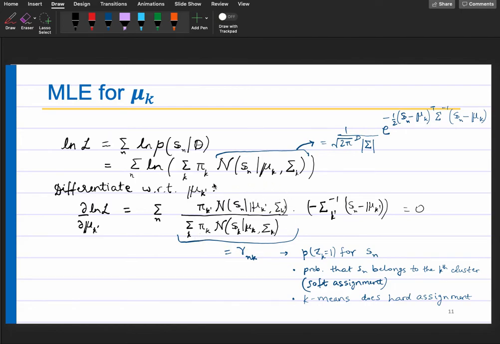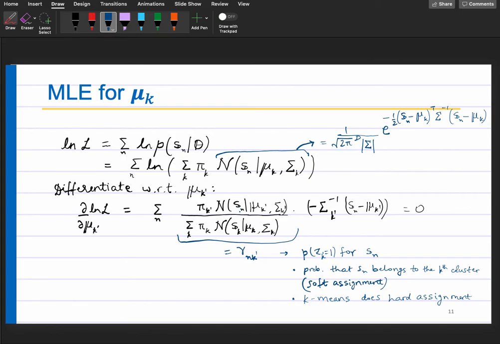Now this thing will be occurring in so many other places as well. So I will denote it with a symbol called gamma nk. This gamma nk is a function of n and k. Actually, it is k dash, so gamma nk dash. Let us see what this term is. This term is the probability of S given this cluster into the probability of this cluster divided by the normalization term. So basically this is a soft assignment.